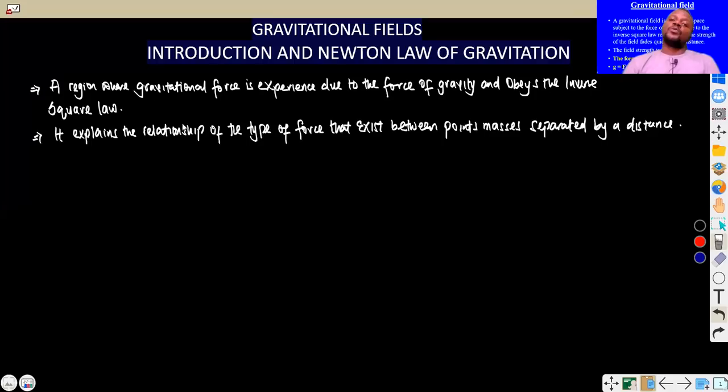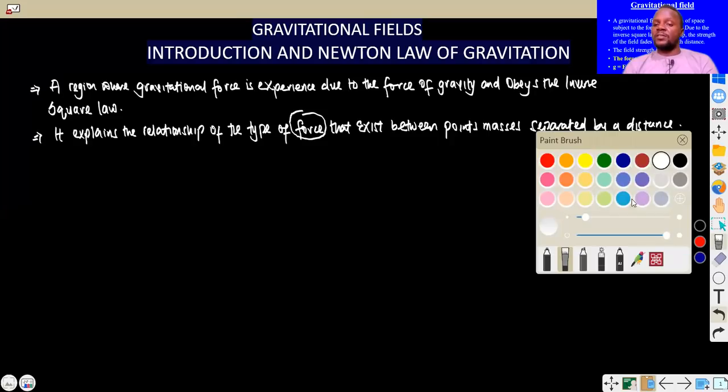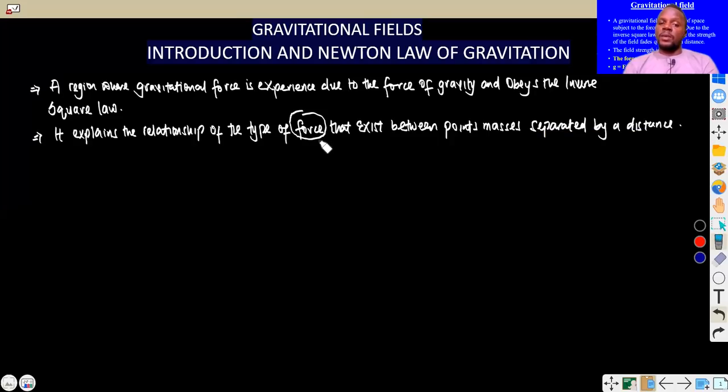So, about that, if you want to note down, and you are asked to state Newton's law of universal gravitation, I know all of us at this level should be able to state the law. What the law is talking about is that there exists a force, and the force that exists is generally called the attractive force. Students can keep that in mind. The force that exists between point masses is what we call the attractive force.